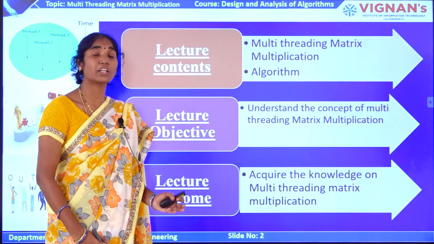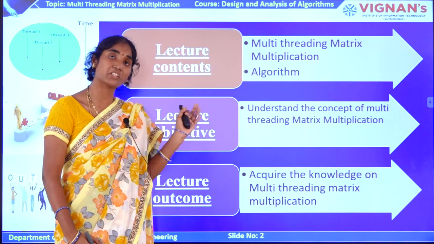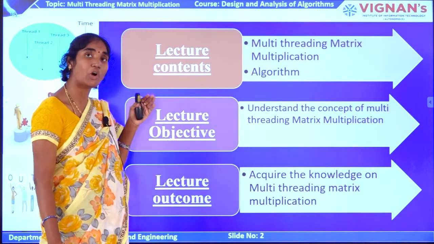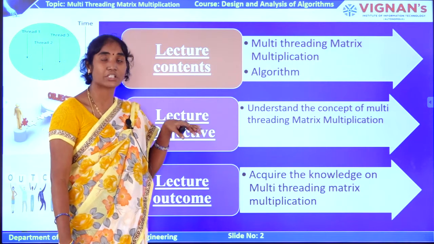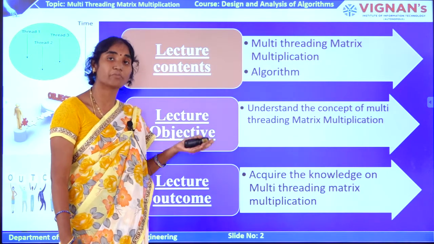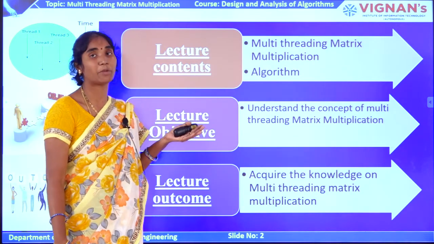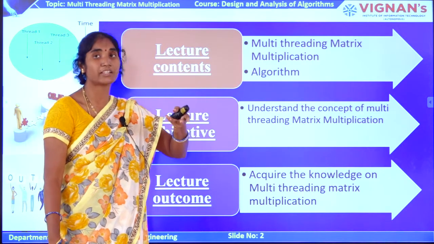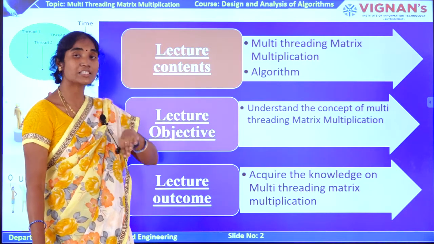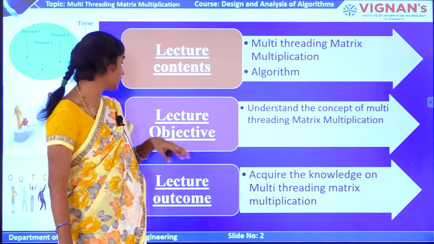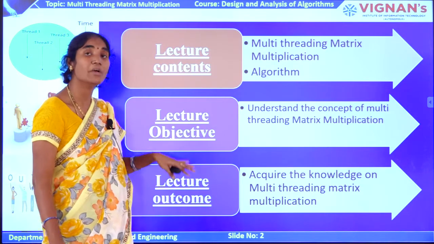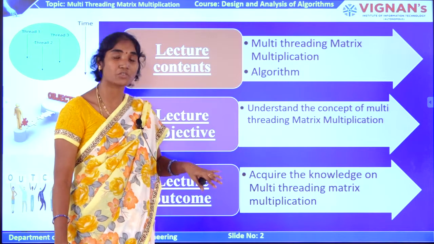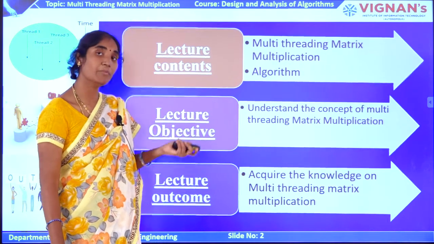In today's lecture I am going to cover what is meant by multi-threading matrix multiplication, followed by an example. Coming to the objective: after learning this lecture the students are able to understand the concept of multi-threading matrix multiplication, and what is the basic difference between block matrix multiplication and this multi-threaded matrix multiplication. Next, coming to the outcome: after learning this lecture the students are able to acquire the knowledge of multi-threading multiplication.